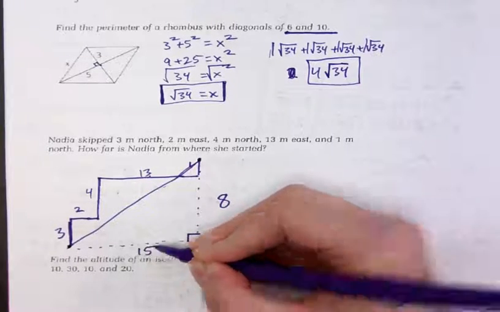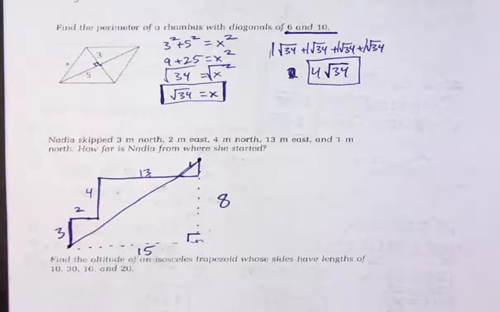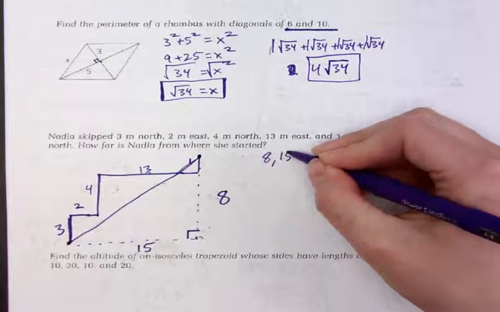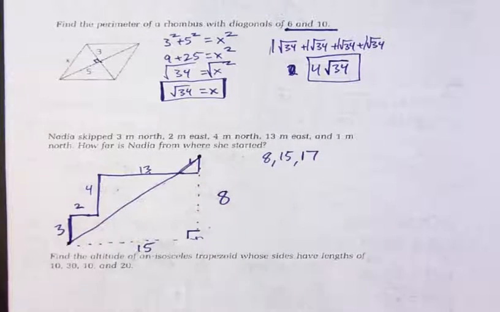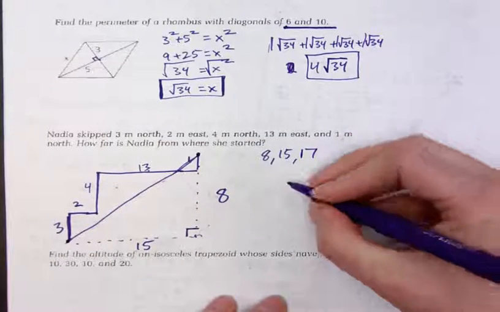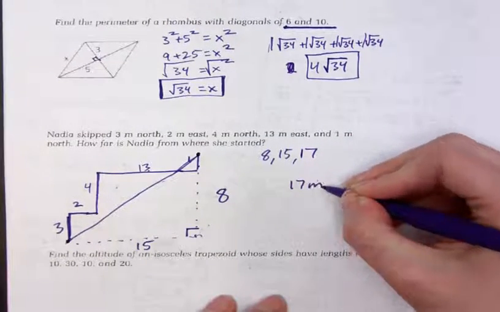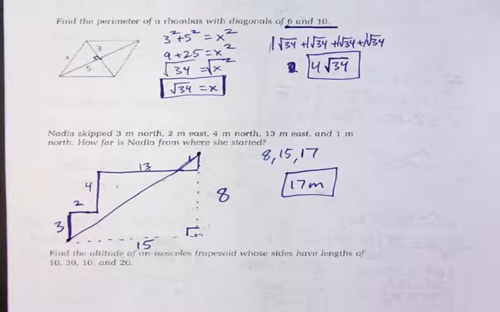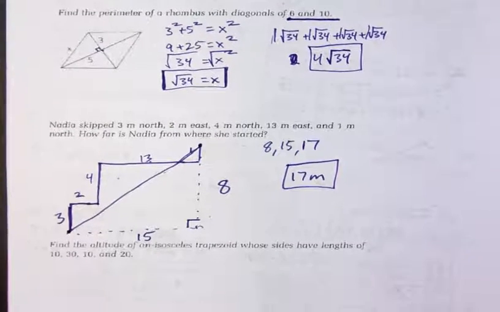So 8, 15, is that one of our triples? It's 8, 15, 17. See how much time it saves us when we have those triples memorized, okay? And so she is 17 meters from where she started. That's it? That's it. See, isn't it great when they give us the triples?